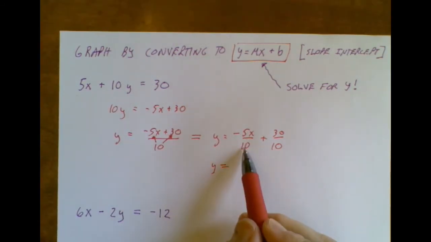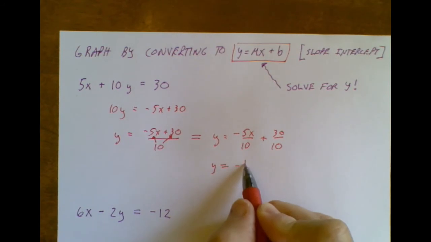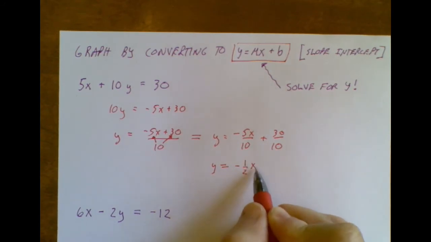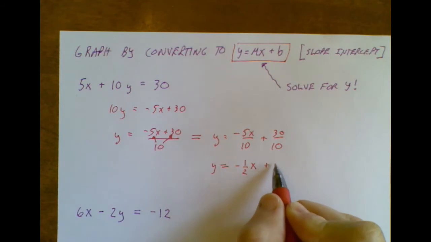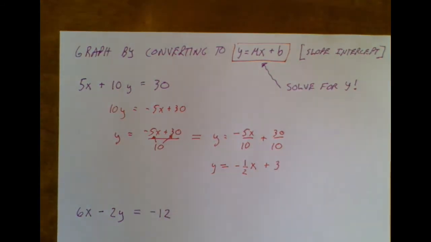The 5 over 10 reduces to 1/2. The 30 divided by 10 reduces to 3. So now I have converted into y equals mx plus b form, even though I started in standard form, and it would be really easy to graph this.